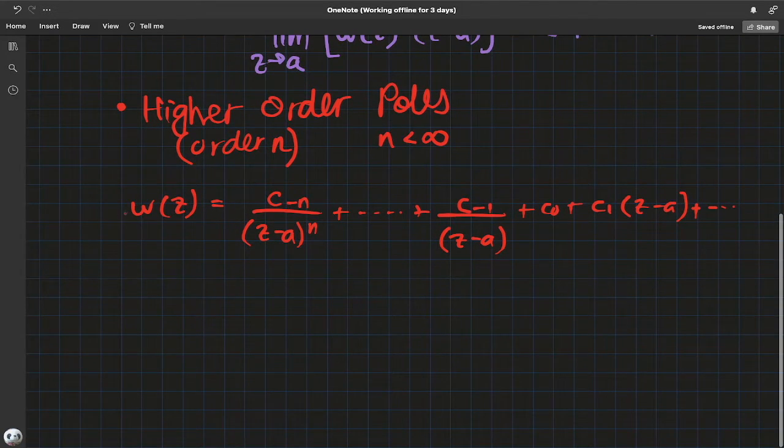For this, what we can do is again repeat the same approach: multiply by z minus a raised to the nth power.